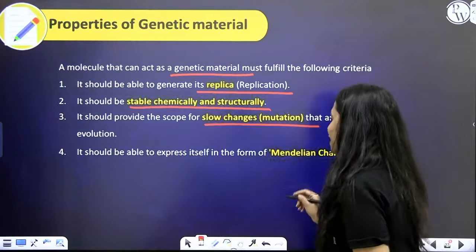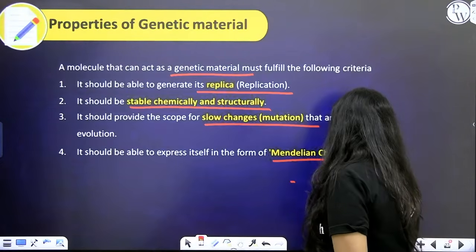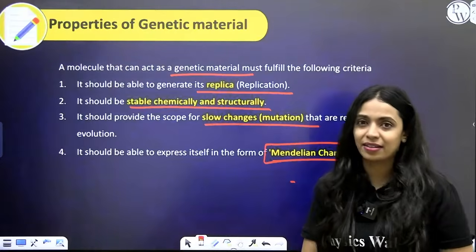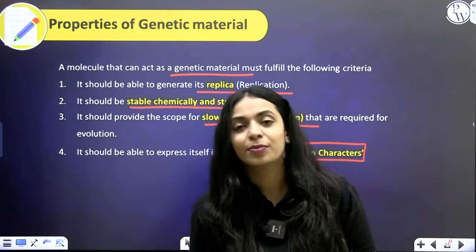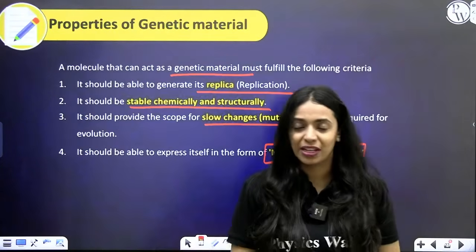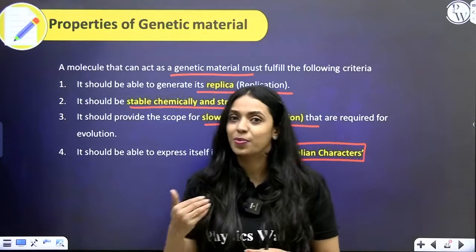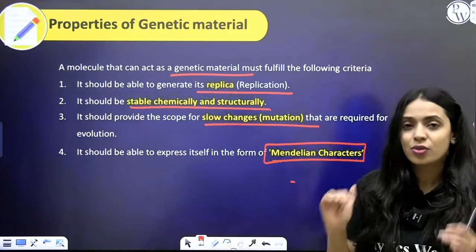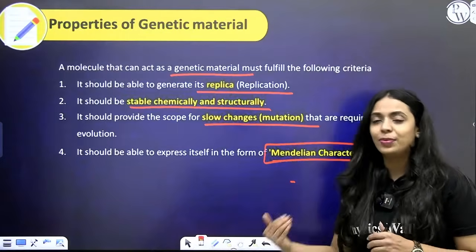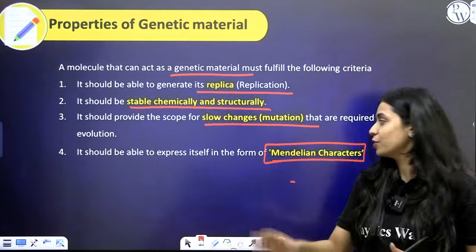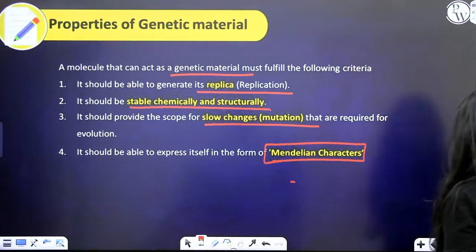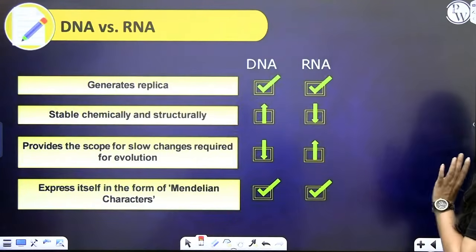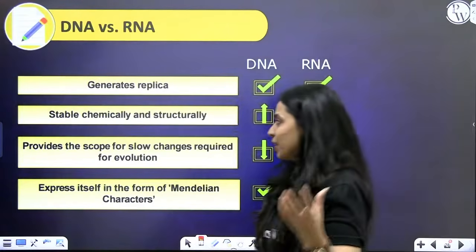And finally, it should be able to express itself in the form of Mendelian characters. We saw how in the previous chapter, Principles of Inheritance and Variation, Mendelian characters were expressed from one generation to the next, right? We will not get into the details of it now. So a genetic material should have the ability to express itself in the form of Mendelian characters. So that's about the properties that a genetic material should have.